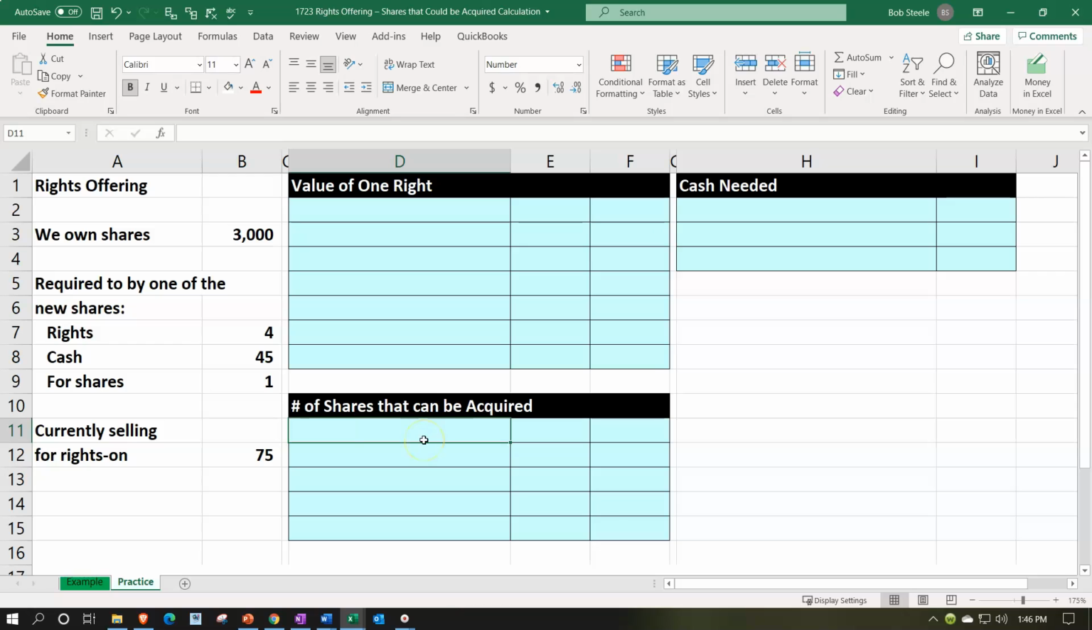Here we are in our Excel worksheet. If you have access to the Excel worksheet and would like to follow along, note that we're in the practice tab as opposed to the example tab. The example tab, in essence, is an answer key. The information's on the left-hand side. We're going to populate that into the blue area on the right-hand side, working problems related to rights offering.